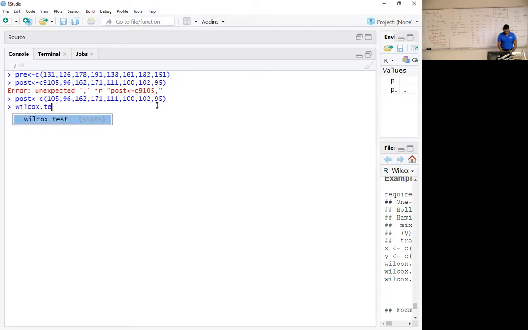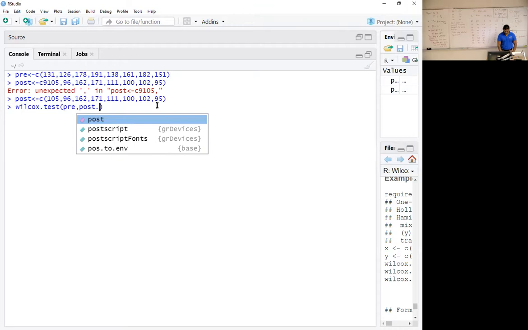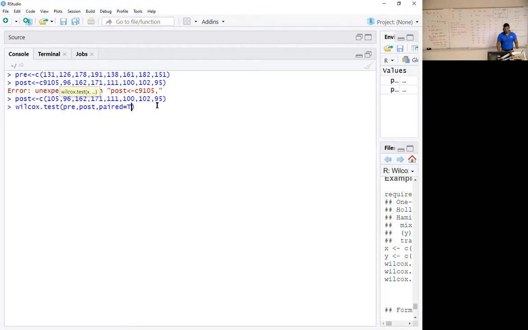wilcox.test, pre, comma, post, and you specify paired equals TRUE. If you don't, it's going to do the Wilcoxon test for two samples, which is a rank sum test. Once you specify that, you've got to specify the alternative. If you type alternative as greater, it is going to do a right tail test, less is a left tail test. For a two-tail test, you would type it as two.sided. So I'm going to do less. Good.